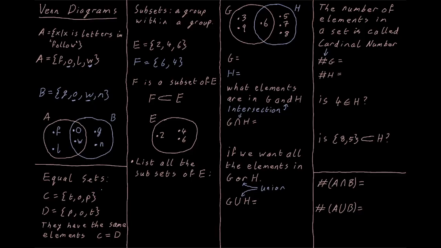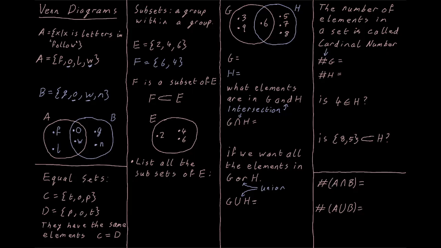Now, another idea that we can come across when we're dealing with Venn diagrams and sets is equal sets. An equal set just means that it has exactly the same elements. So if we look at the set C, it has the elements t, o, and p. They would be the letters that form the word top. And then the set D is p, o, t. It's the letters that would form the word pot. Now they're equal because those letters are identical. The order of the letters does not matter. So the fact that we have t and o and p in both of those sets means that they are equal to each other because they have exactly the same elements.